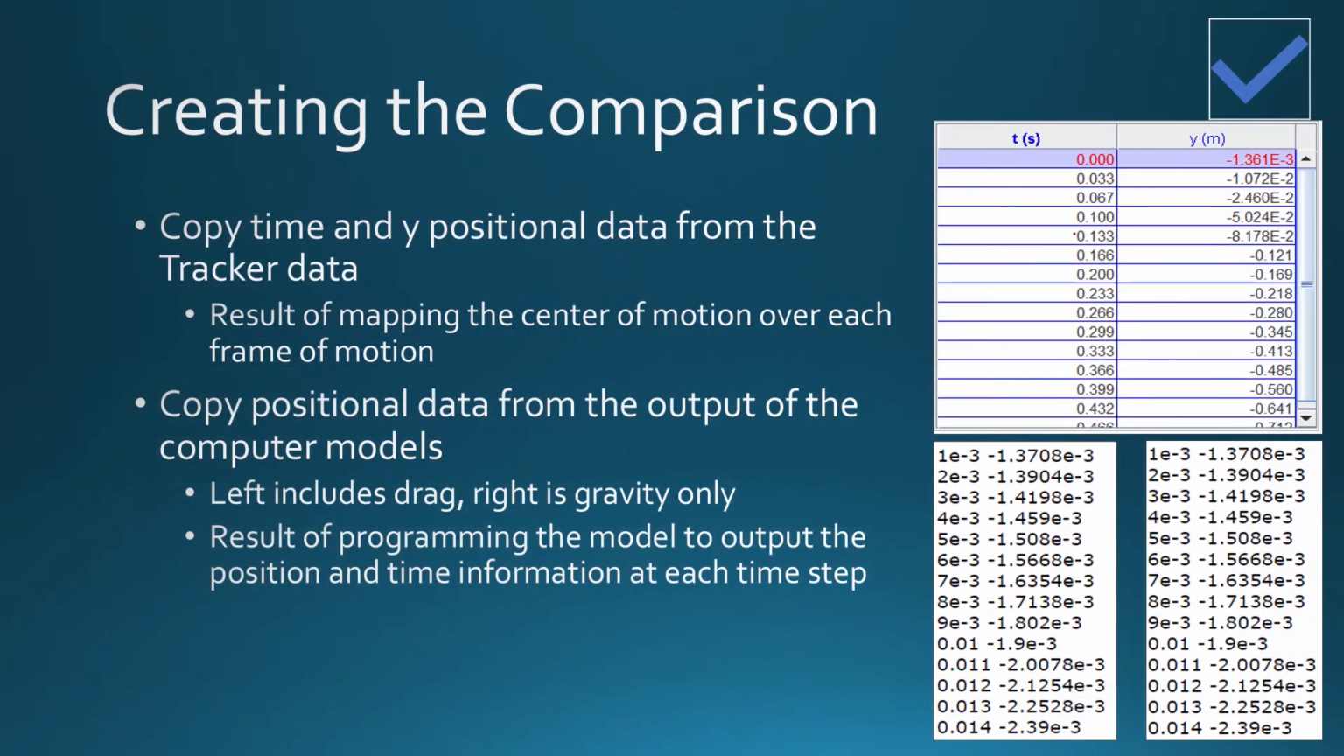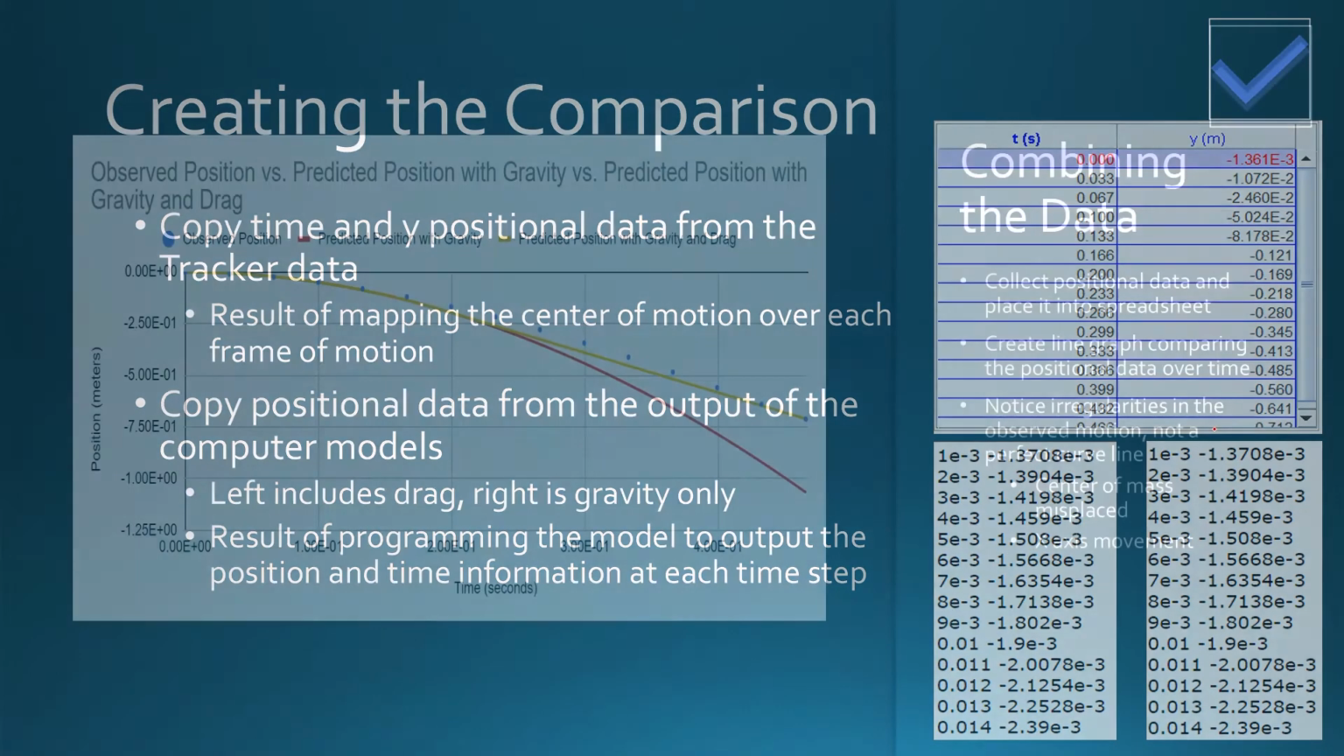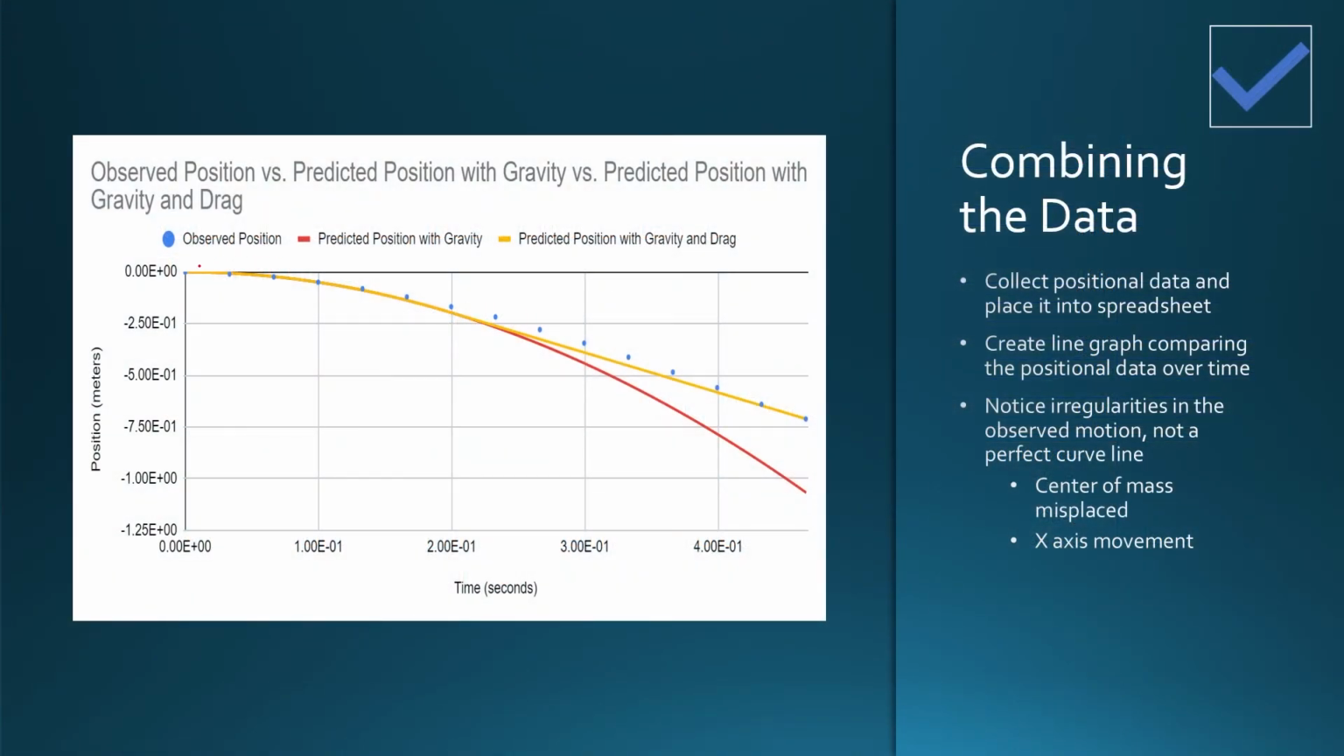To create a proper model, I used the positional data from Tracker as well as both of the computer models to create a spreadsheet line graph that you can see here with the observed position, predicted position with gravity, and predicted position with gravity and drag. Towards the beginning, all of the models were fairly similar. However, towards the end, you can see that the model that was closer to real life, the one with drag, was much closer to the final position than the one that was simulated to only have gravity.